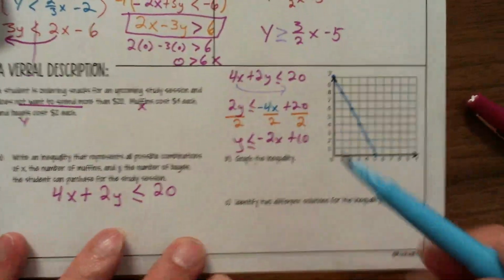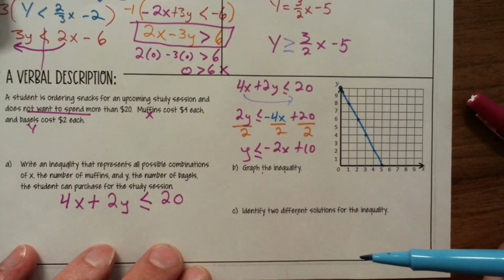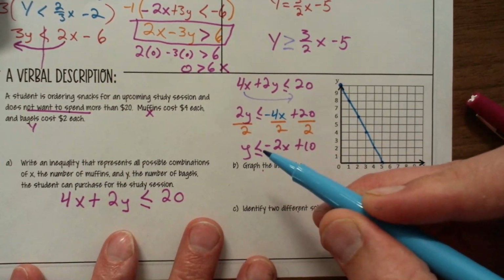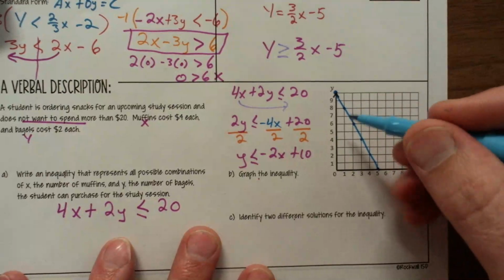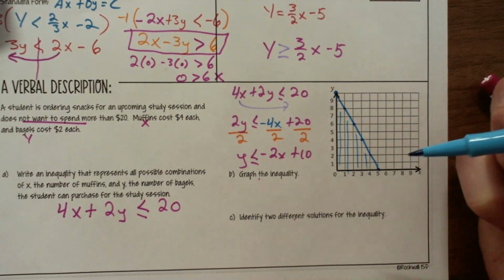Okay, now the question is, which way do we shade? Do we shade up or do we shade down? So here's the thing I need you to think about. First, it is less than or equal to. So already this says that we should shade down, right? Here's the other thing I need you to think about.